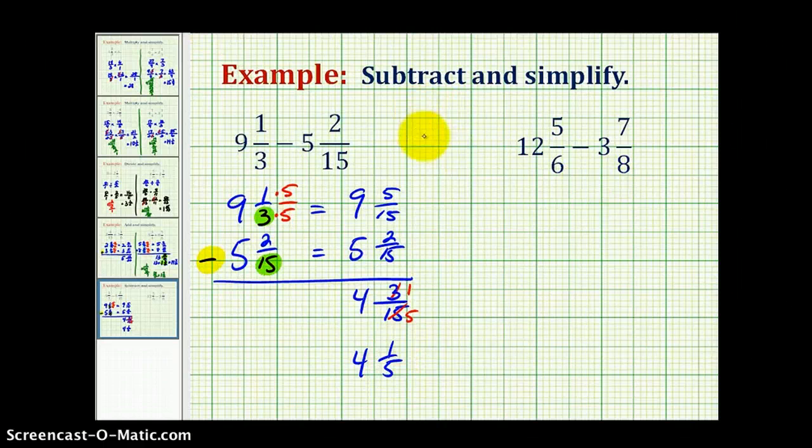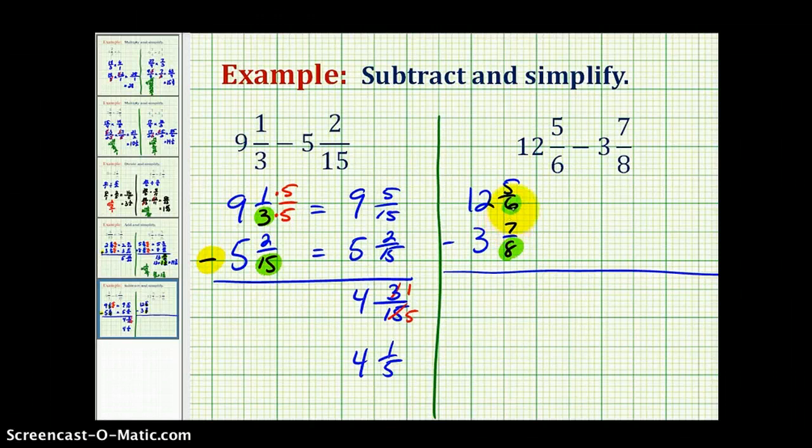Now let's take a look at our second example. That's going to be a little bit more involved because we're going to have to borrow. We'll first set this up vertically, so we have 12 5/6 minus 3 7/8. Next, we'll determine the least common denominator, which will be the least common multiple of 6 and 8. Well, we could multiply 6 and 8 and use 48 as our common denominator, but 24 would be the least common denominator.